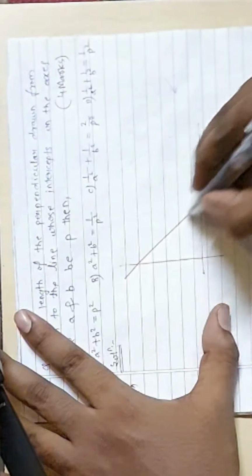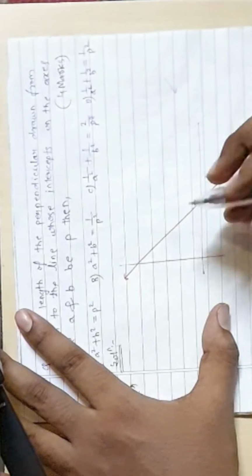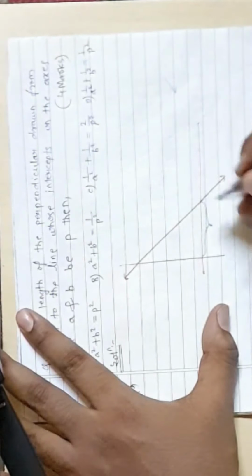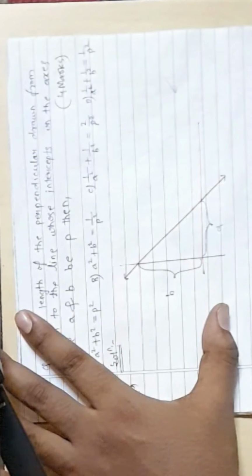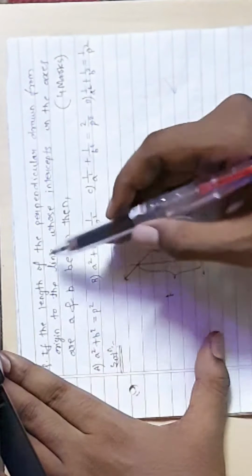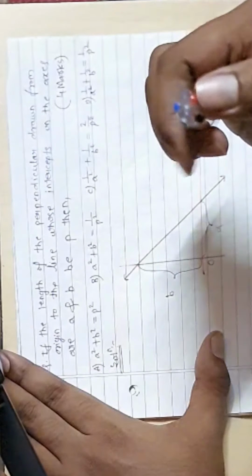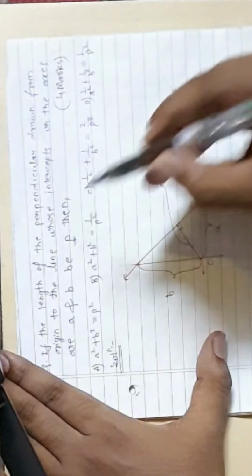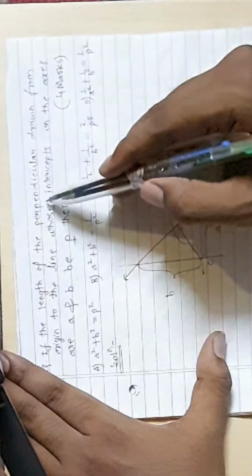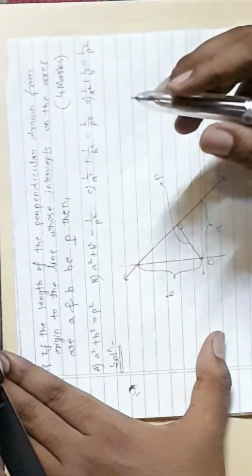A line intercepts on the axes, and given that this intercept is A and this intercept is B. Now, it is also given that the length of a perpendicular from the origin to the line is P. So the length of the perpendicular drawn from the origin to the line is P, which is given.